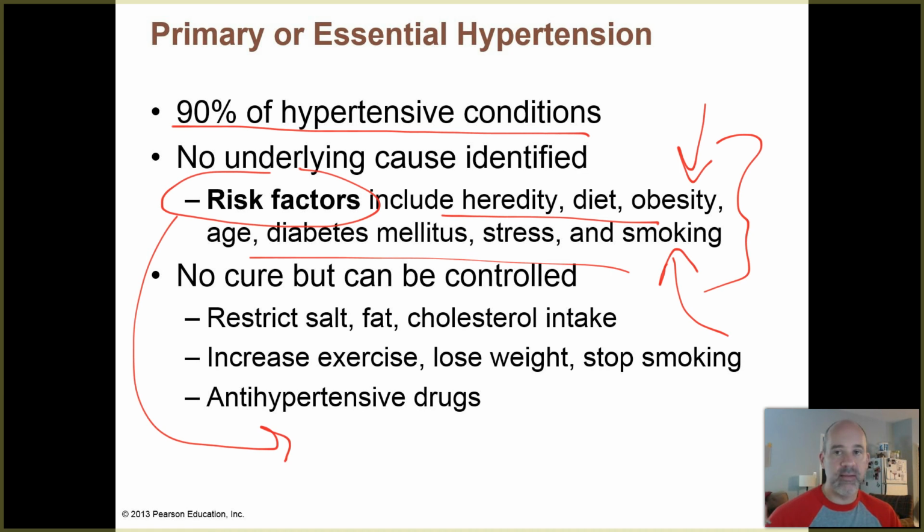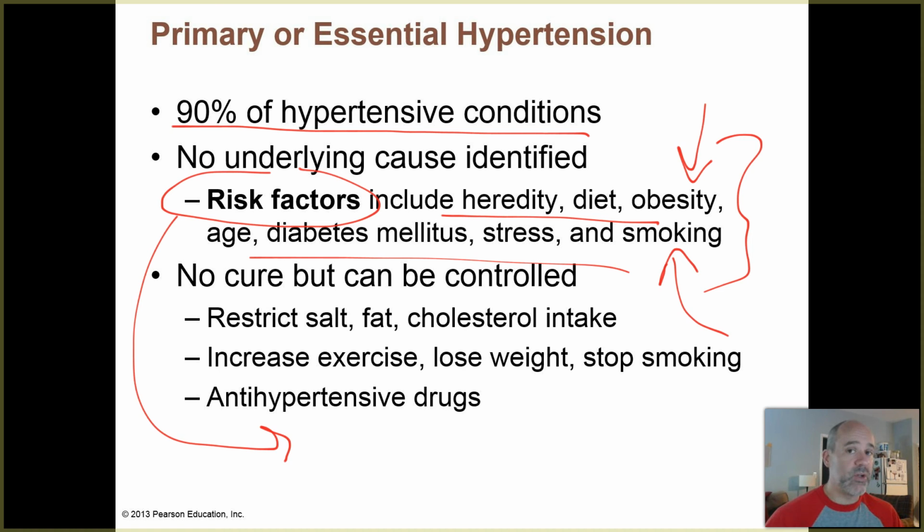All right, so heredity, certainly our genetics can play a role in whether you're more likely to get high blood pressure. Diet, the diet that you eat, a high sodium diet. Generally the typical American diet, the things that Americans typically like to eat, puts you at a pretty high risk for high blood pressure. Obesity, as we've talked about, age, as we've talked about, diabetes mellitus, puts you at risk for high blood pressure for various reasons.